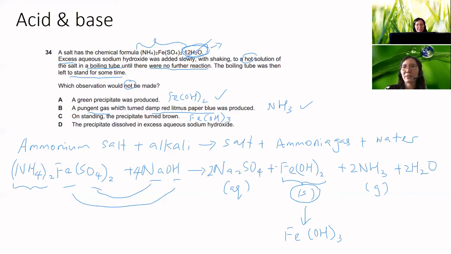This is correct. Next, the precipitate dissolves in excess aqueous sodium hydroxide. Dissolve in excess. In this case, they are talking about this one. If we use this iron hydroxide with excess sodium hydroxide, it will not dissolve. It will still remain there. So the answer is D.